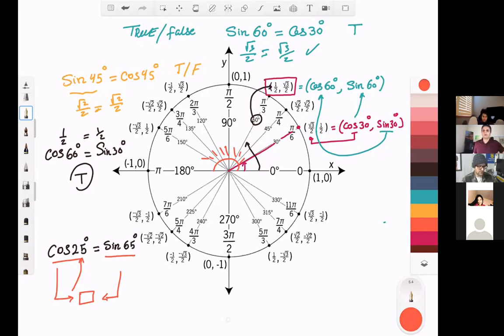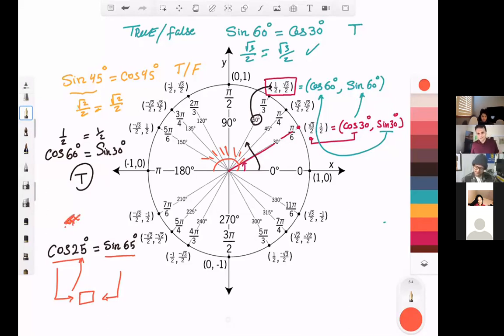What did you get for cosine of 25? 0.91. What is sine of 65? Oh, I put in the wrong thing. Sorry, 0.91. So they're equal, right? Calculator. So yeah, Karen was right.